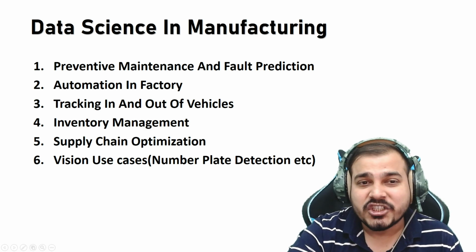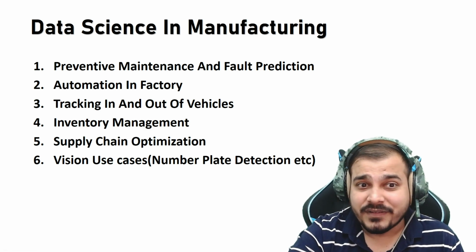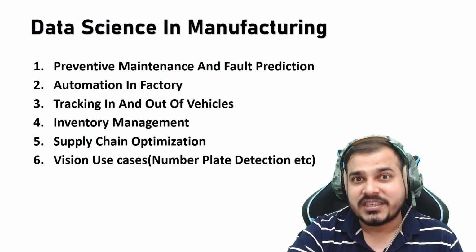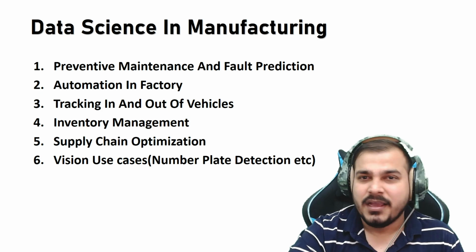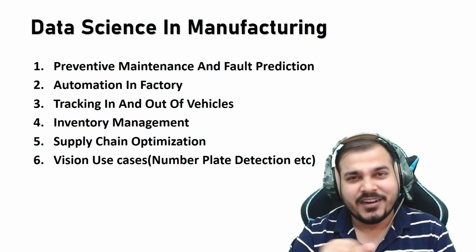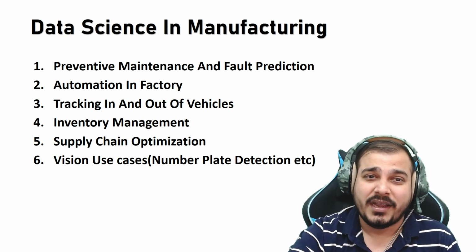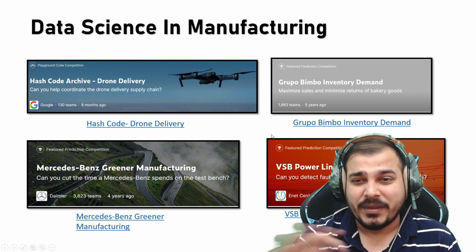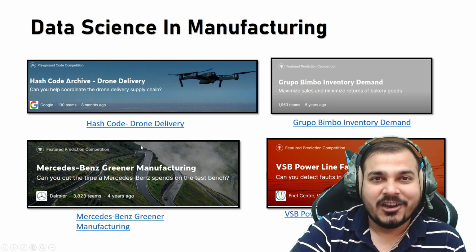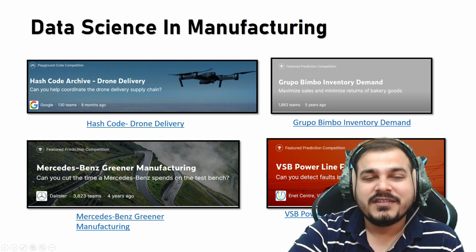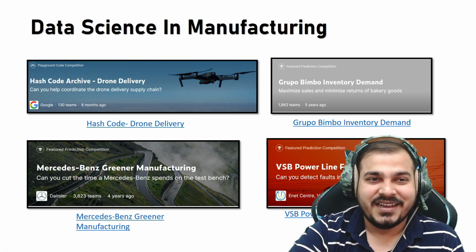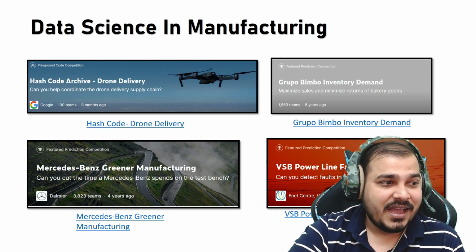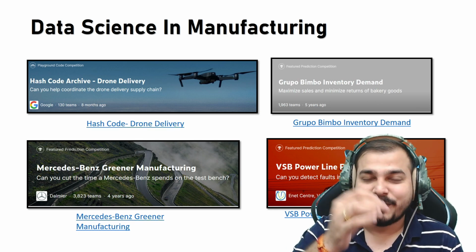Then you have automation in factory, tracking in and tracking out of vehicles. These are some of the examples. Inventory management, supply chain optimization, vision use cases like number plate detection and all should be there. You know, boxes detection, different kinds of things can actually be done in the manufacturing domain. In iNeuron, we have implemented so many projects related to this, guys. So many projects, and in my previous company also we had done a lot of projects all together. Now here are some amazing use cases, again from some amazing companies, those who have put them up on Kaggle, and there were a lot of prizes also when this particular competition was launched.